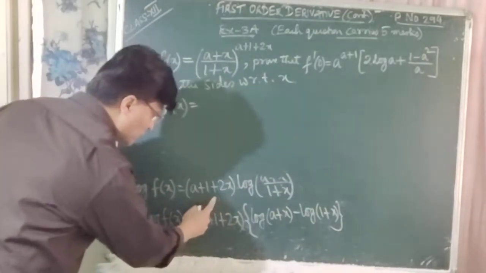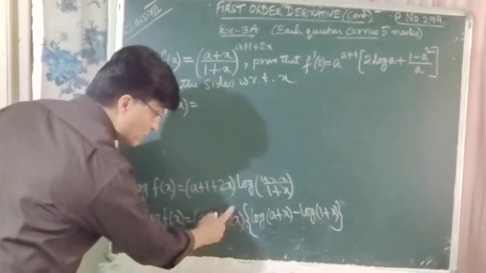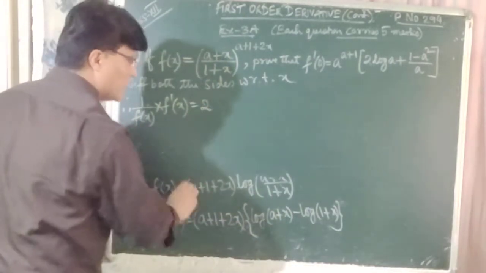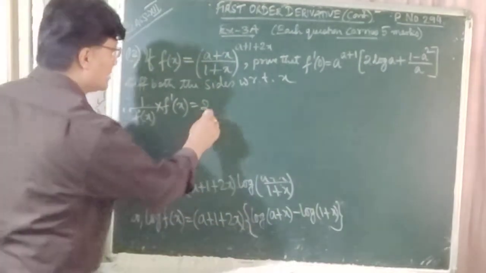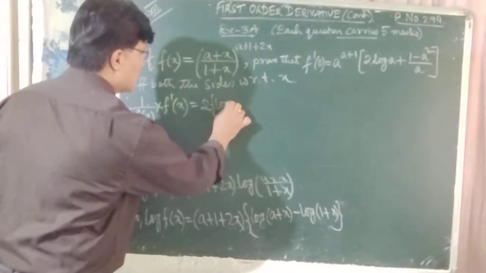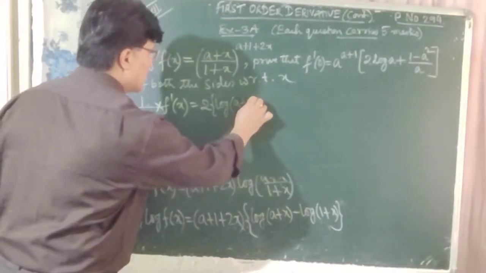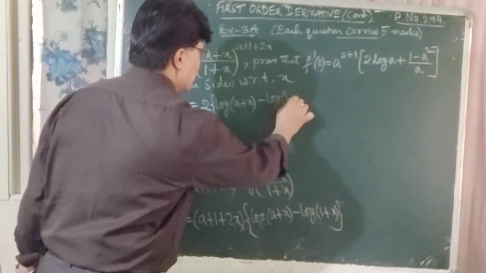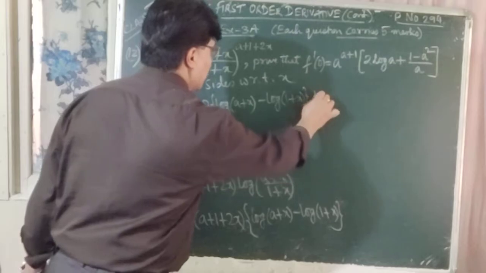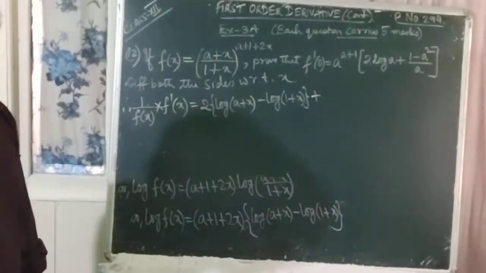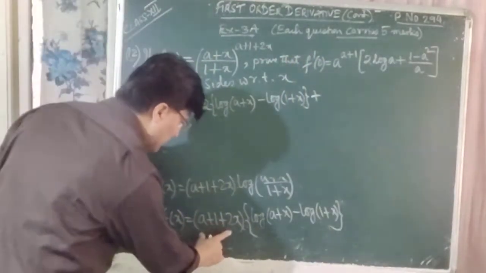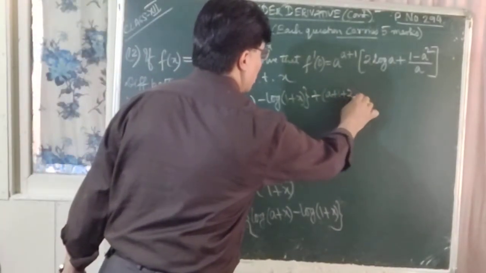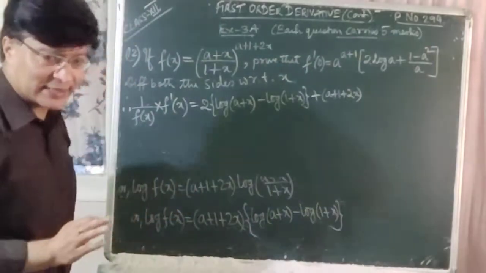So what is the differentiation of this part? What is the differentiation of the first function? A plus 1, 0 plus 2x is 2. Then keep b as it is, that is within second bracket. This is log of a plus x minus log of 1 plus x, right? Plus. Then write down plus sign, okay? Now keep u as it is. That is a plus 1 plus 2x, kept as it is.